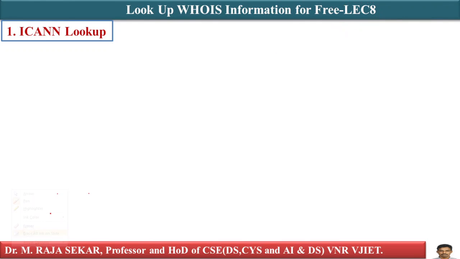In this lecture, we will try to understand best websites to look up WHOIS information for free. Typical WHOIS data can include a name, address, email, phone number, administrative and technical contacts or other important personally identifying information. Before understanding this particular lecture, I request you to go through my previous lecture, that is lecture number 7.